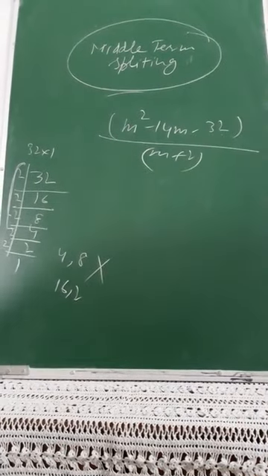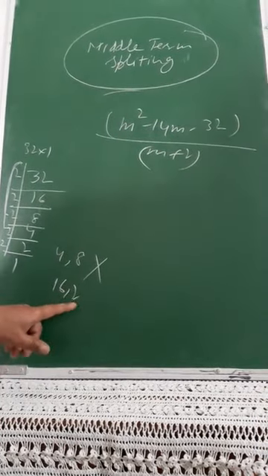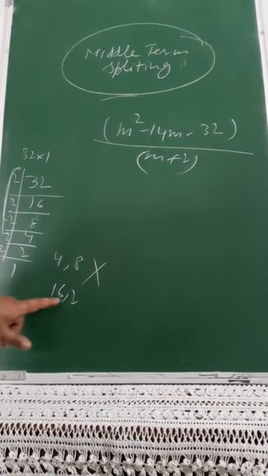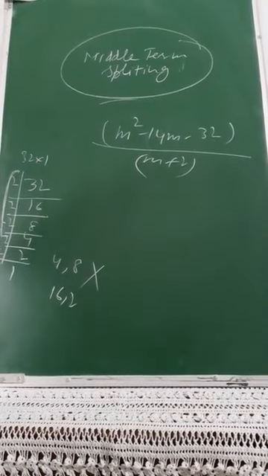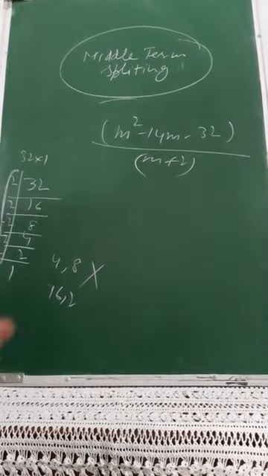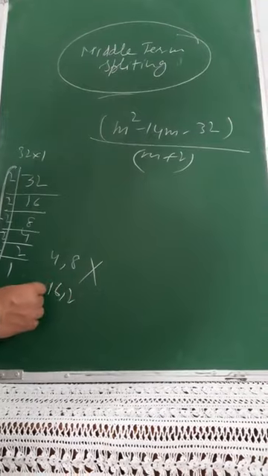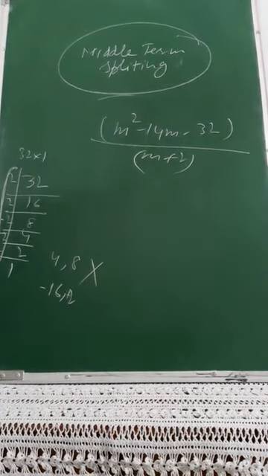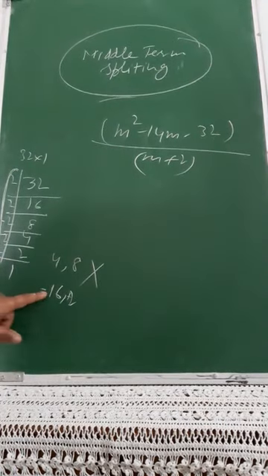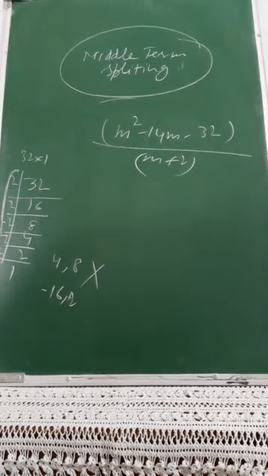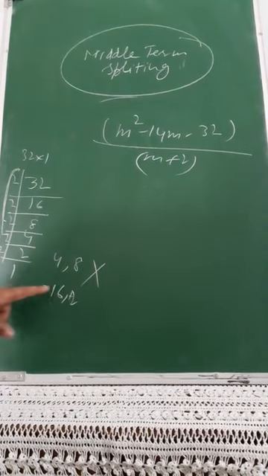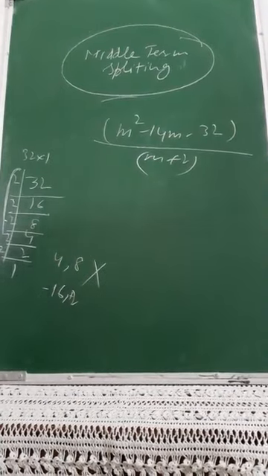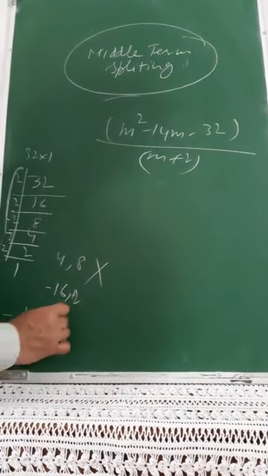Now you look at this. 16 and 2. If I add 16 and 2, I will get 18. I don't want that, but I want 14. So the difference of 16 and 2 will be equal to 14, and I need minus 14. So always put the sign of minus, what you need there, with the greater one, and plus with the smaller one. So minus 16 plus 2 definitely will give me minus 14. And if you multiply minus 16 and 2 you will get minus 32. So this is the pair I am getting, minus 16 and plus 2.